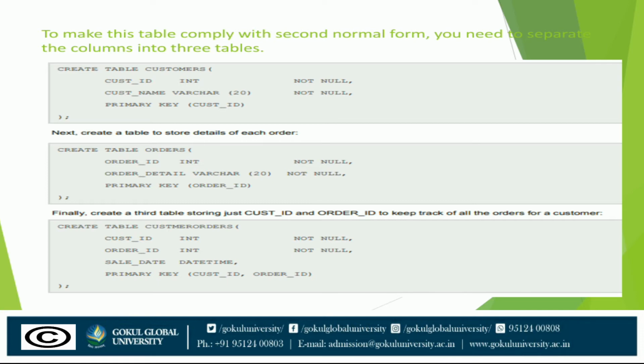And finally, create a third table storing just customer ID and order ID. Its main focus is to keep track of all the orders for a customer. Here we see in the customer orders table, customer ID and order ID, with the combination working as a primary key, and sale date. So here we achieve the rules defined by second normal form.